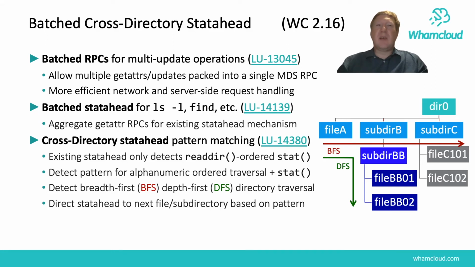Firstly, there's the ability to batch multiple updates into a single RPC over the network. That allows the client to more efficiently send large numbers of operations to the MDS when it has to flush cache or fetch a lot of attributes at once. You can do that in a single network transfer and get all the responses back in a single reply. And this optimizes both the network round trip as well as the server-side handling of those requests.